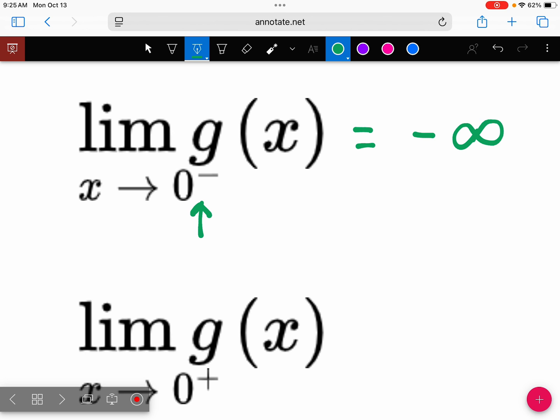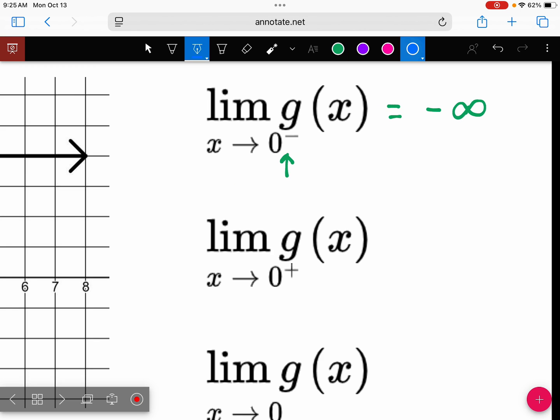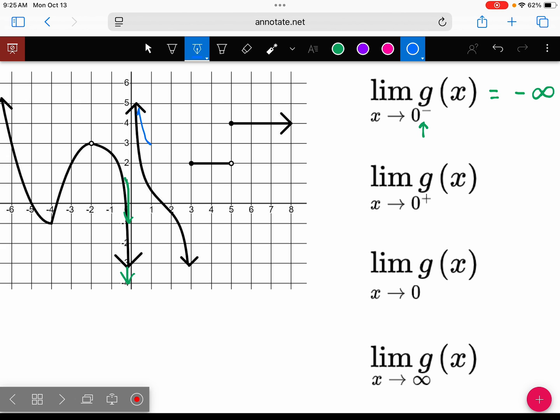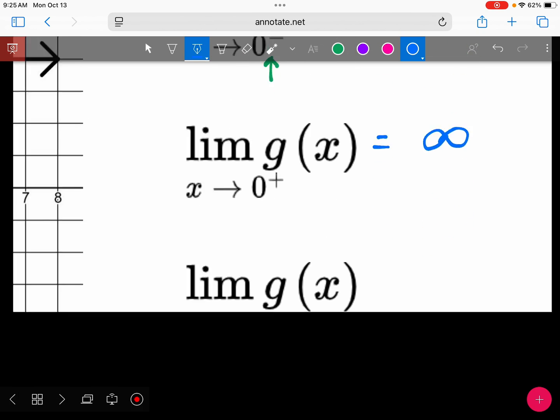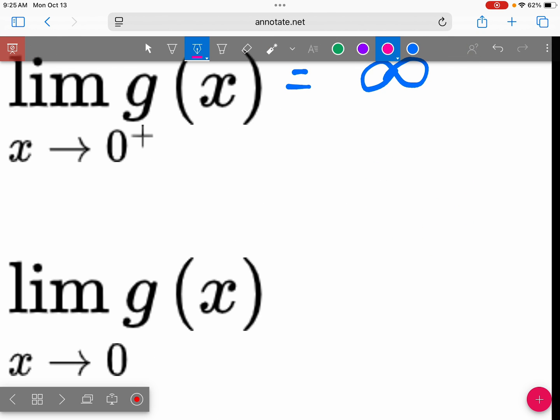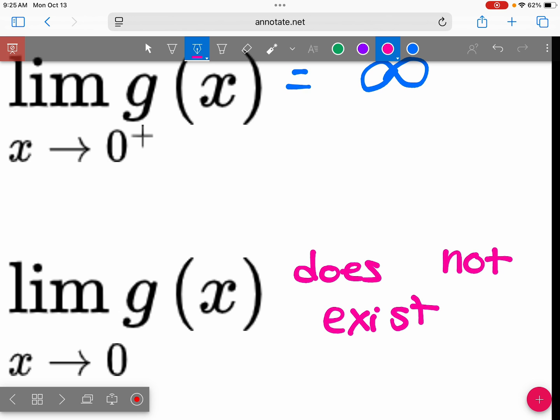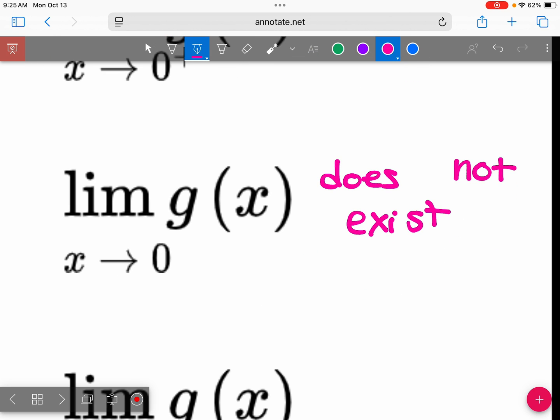What happens when we approach 0 from the right? Positive infinity, going up that way. So what's the limit for 0? Does not exist. The limit does not exist. We don't always necessarily give you finite numbers, but specific numbers. Sometimes we will ask a limit as we go to infinity.